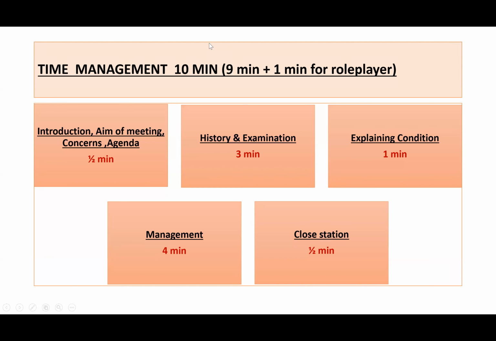Time management. The whole 10 minutes is not for you. Nearly 8 to 9 minutes is for you, and 1 to 2 minutes is for the role player. So this is just a rough estimate. The introduction and asking the concerns, aim and agenda, you should try to cover in half a minute, or at least in 40 to 50 seconds. History and examination takes about 3 minutes. Explaining any condition takes about 1 minute.